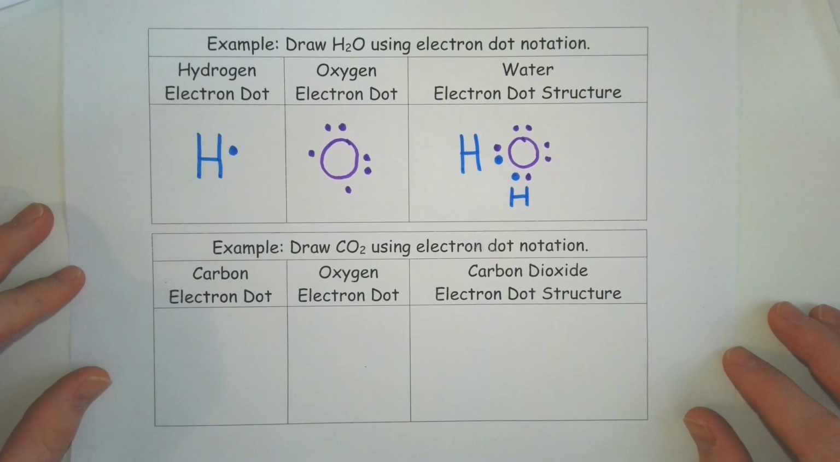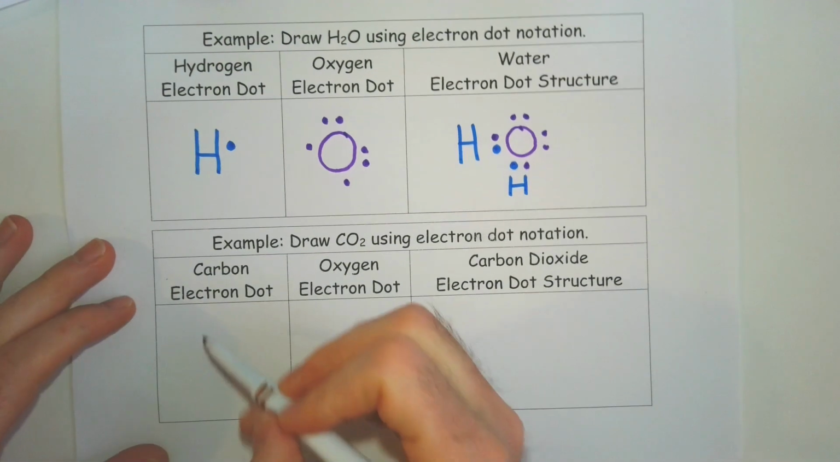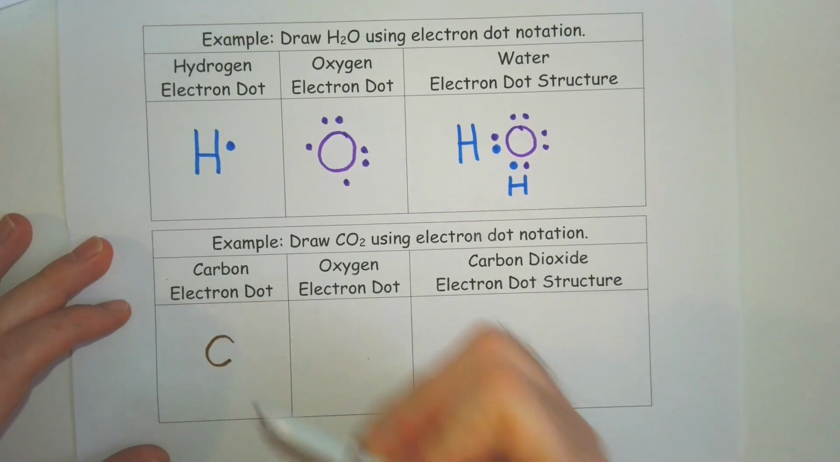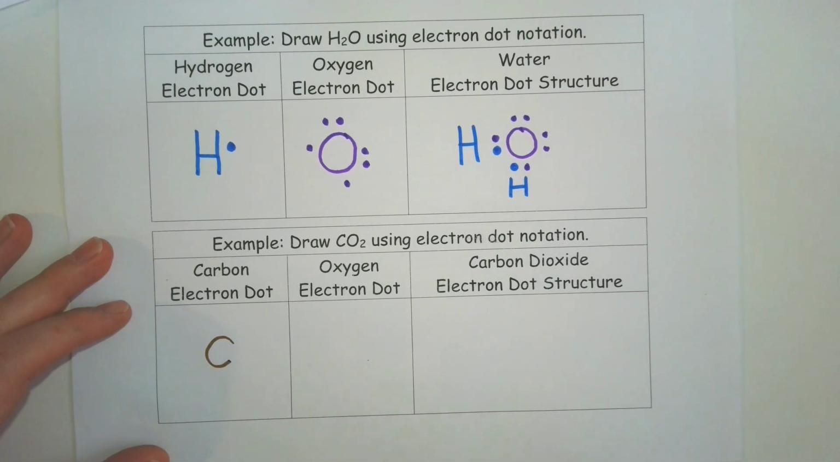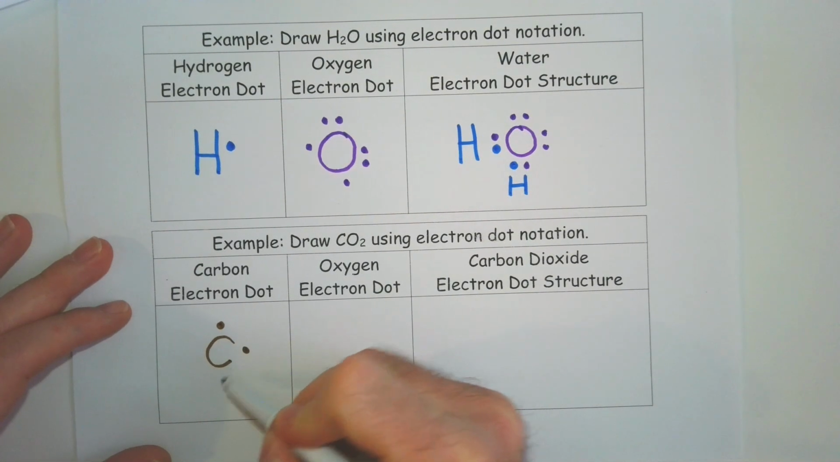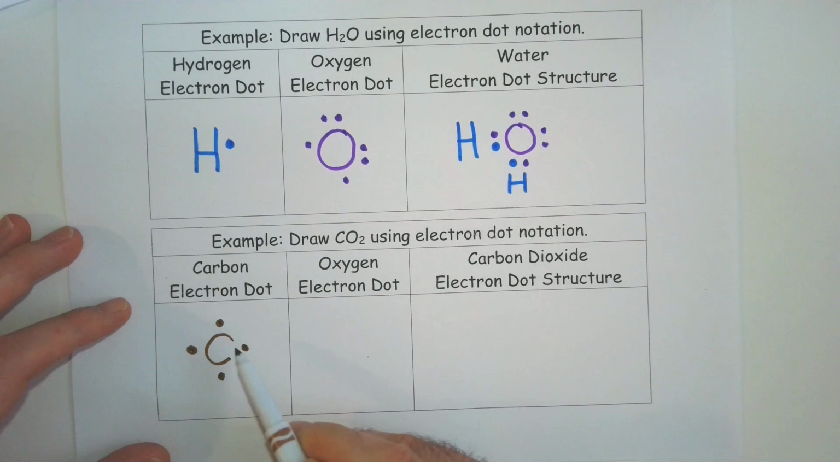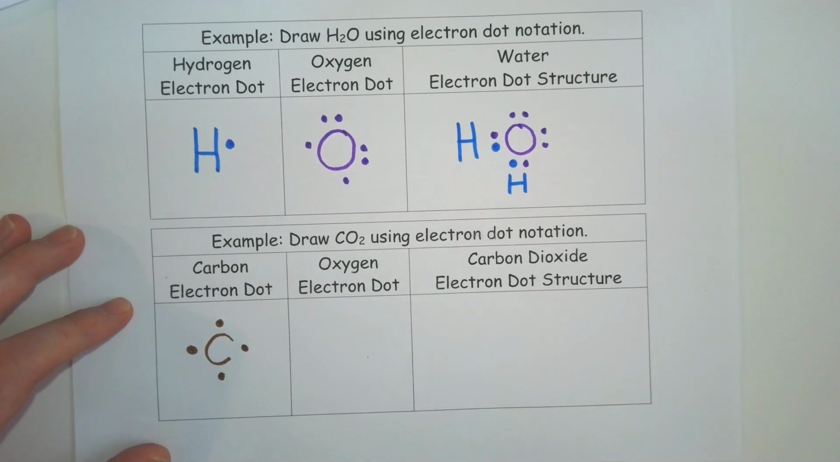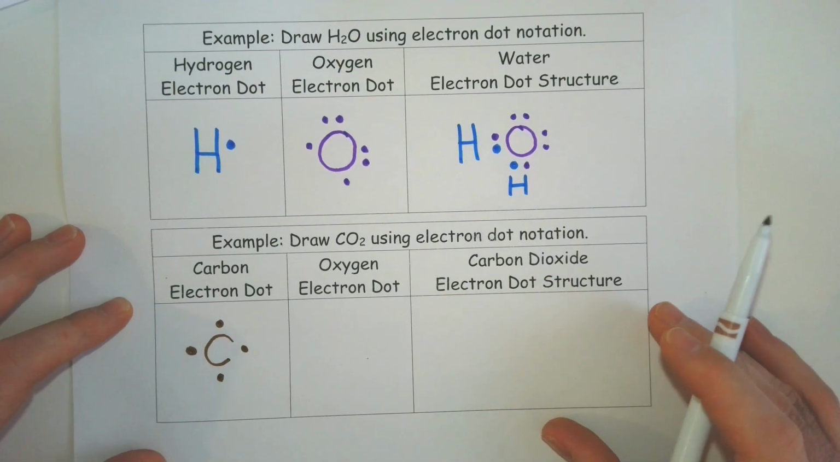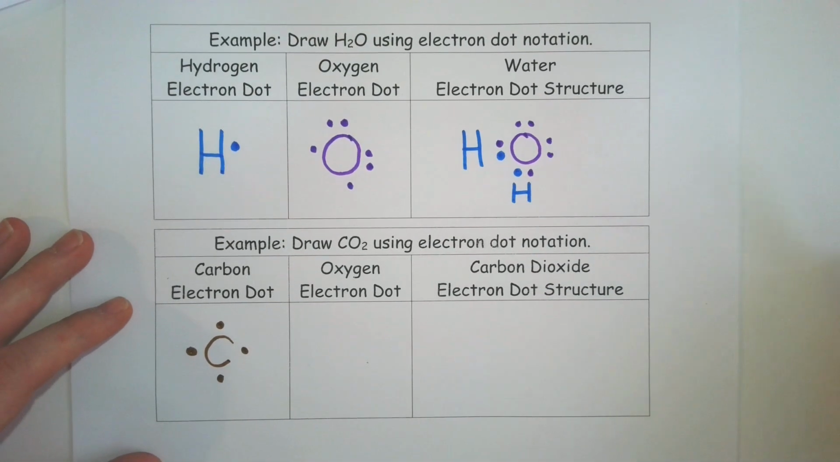Next, let me adjust my camera just a little bit. Let's try doing carbon dioxide. Now, this one's going to be a little bit more challenging, so let's just check it out. Carbon, we just did this one. Its symbol is C. Because it is in group 14, it's going to have 4 valence electrons. So 1, 2, 3, 4. Now this carbon, because it has 4 unpaired electrons, that means it's going to make 4 bonds. It needs 4 additional electrons to fill its octet.